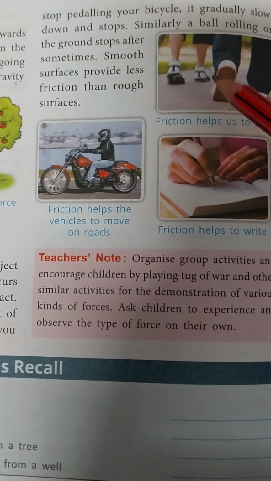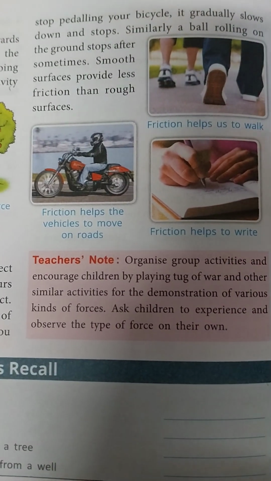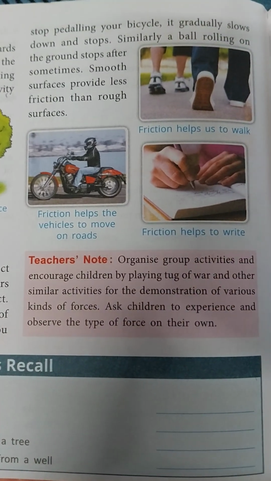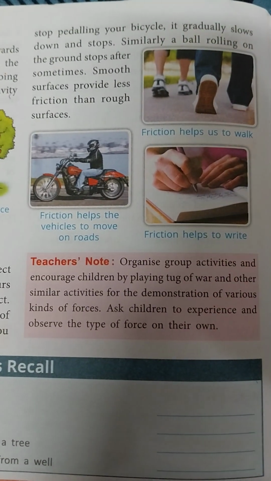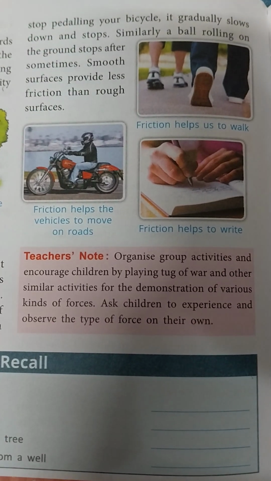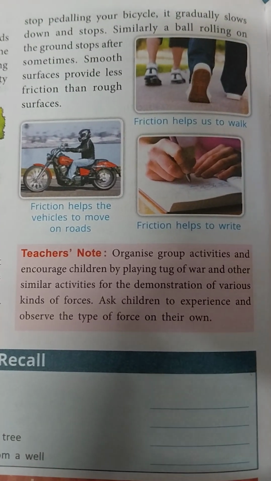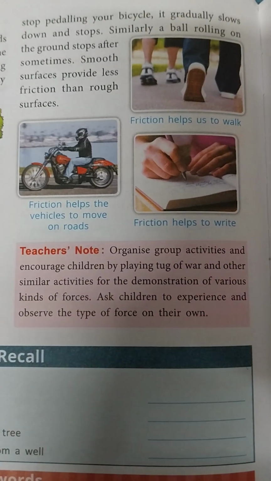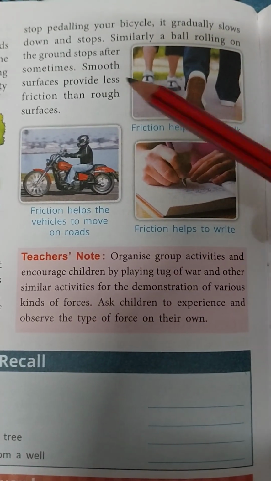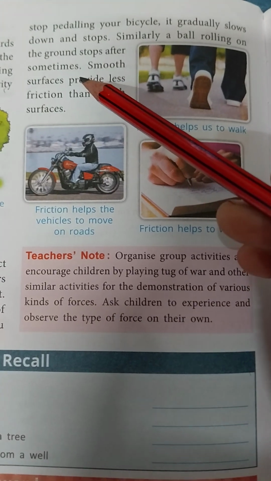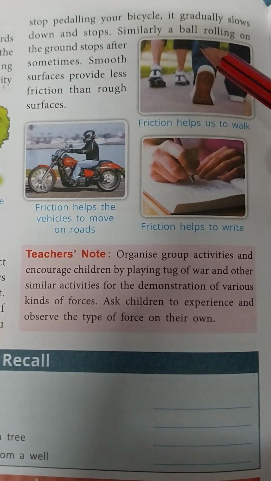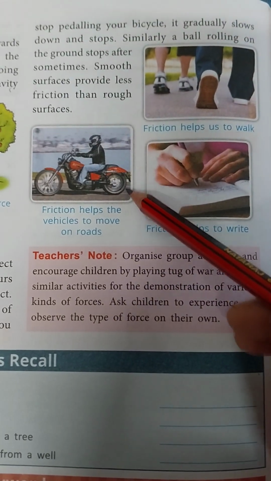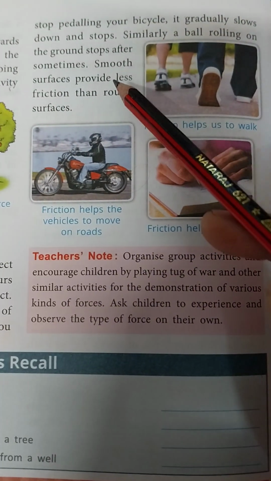Do you ride a bicycle? So to continuously ride the bicycle, what do you have to do? You have to paddle it. If you stop paddling, what will happen, beta? It would slow down and stop. Similarly, a ball rolling on the ground stops after some time. Which force stops the ball? Frictional force. It is going and slowly stopping.